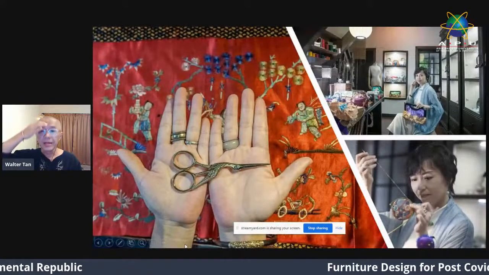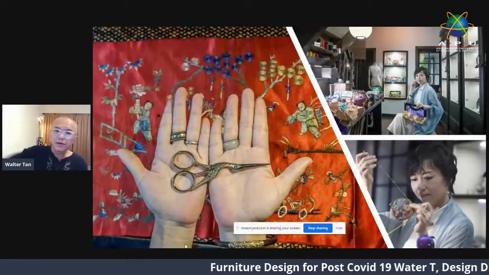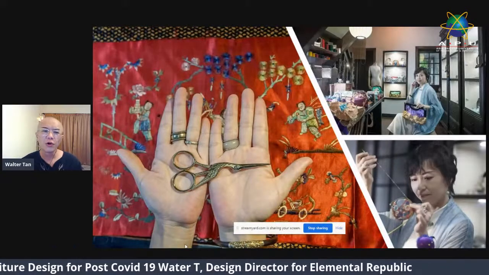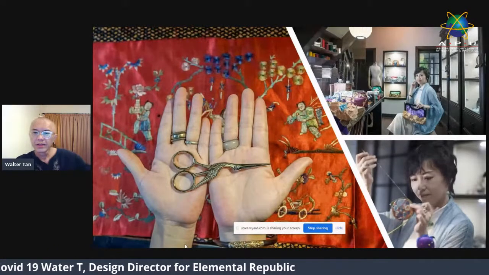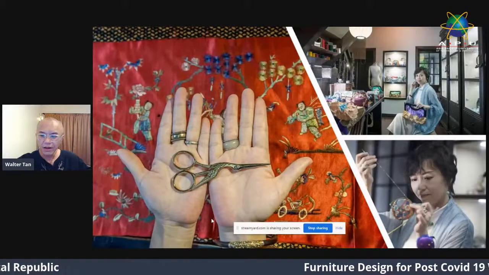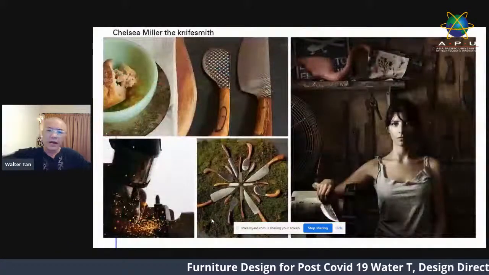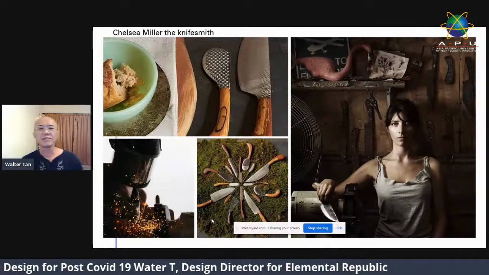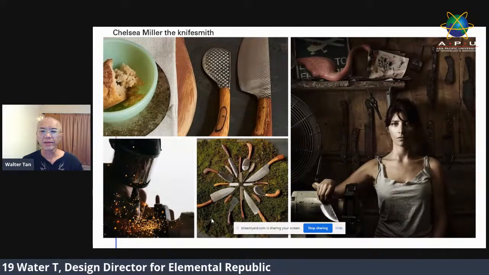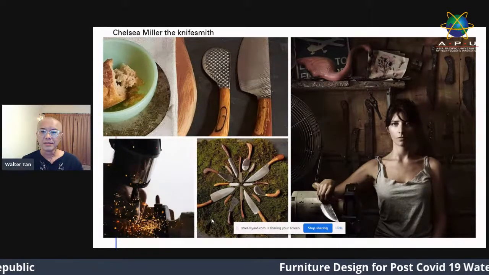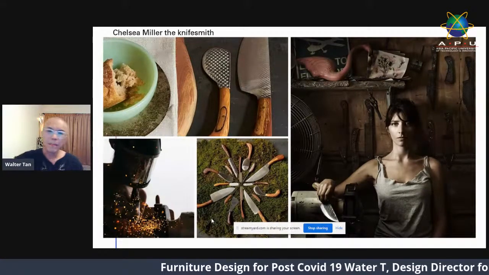Okay. Now this is another craft as well. This is actually from Suzhou. Okay. We call it Jingxiu. Okay. They call it. Okay. Now this is another craft, but this is actually Chelsea Miller, a knife-smith. Nice looking, beautiful looking knife-smith. Okay.